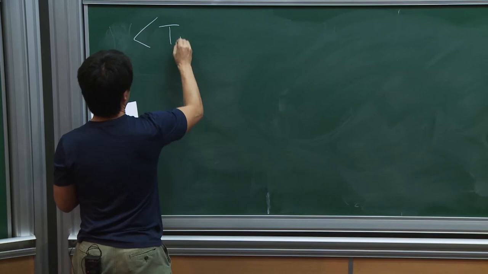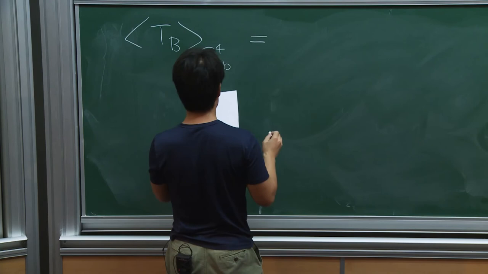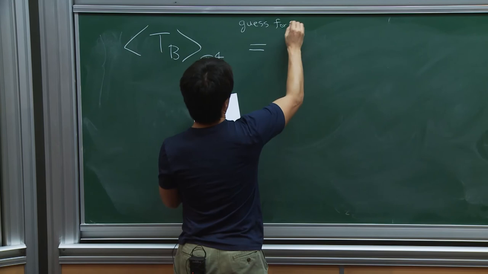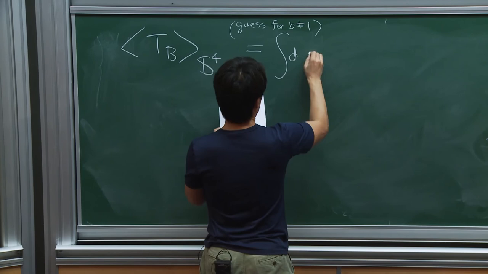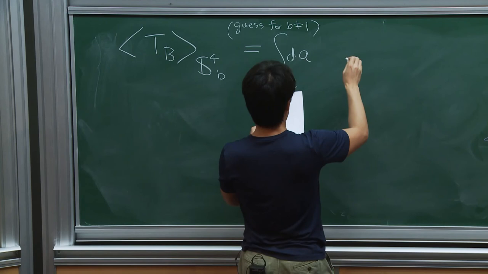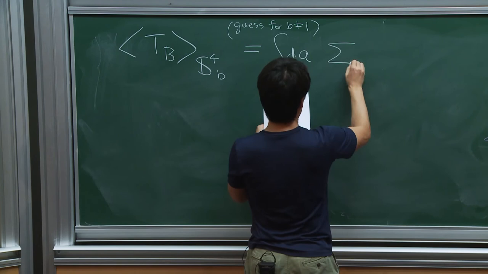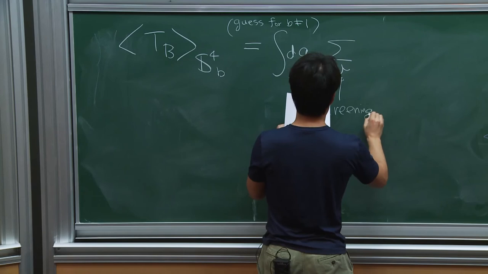So for the 't Hooft loop on S^4_b, so the deformed four-sphere, this is a guess for b not equal to 1, but for b equals 1, this was shown by Gomis, Okuda, and Pestun. So this takes the form of the usual integral for the partition function, and then there is a summation over v. So this is a screening or bubbling contribution.